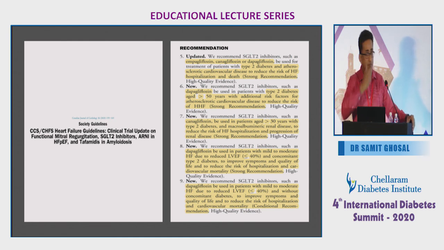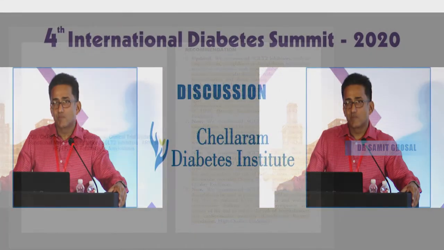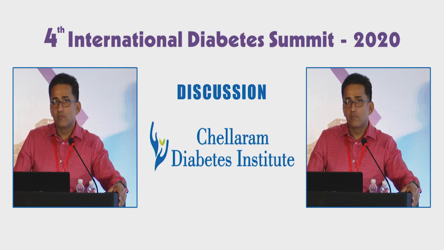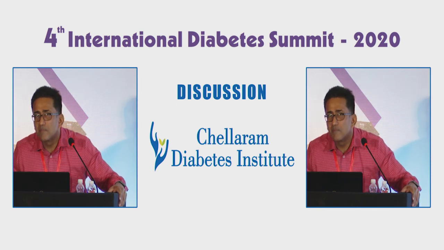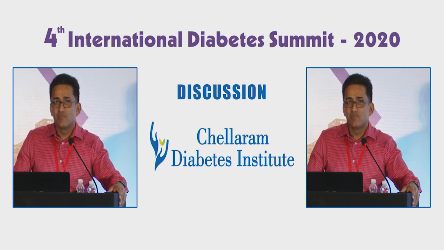Any questions are welcome. Typically nephropathy is always considered a microvascular complication, but CKD is a CVD risk equivalent. So is it time to now call nephropathy maybe a macrovascular complication?